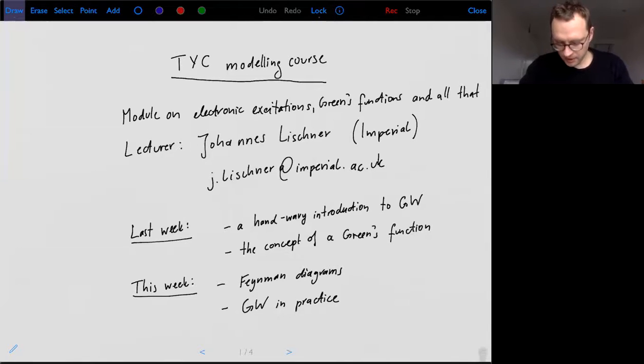Last week, we talked about basically trying to motivate GW in a non-technical way, trying to understand why there is a need for theories beyond GW. And we introduced the concept of a Green's function, and we'll review that in a second a bit more. The program for this week is then to learn about these Feynman diagrams, and also to learn a little bit about how GW actually works in practical numerical calculations.